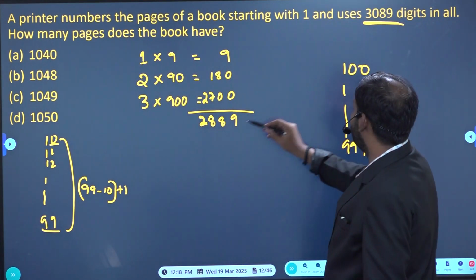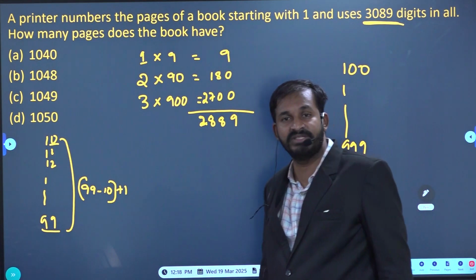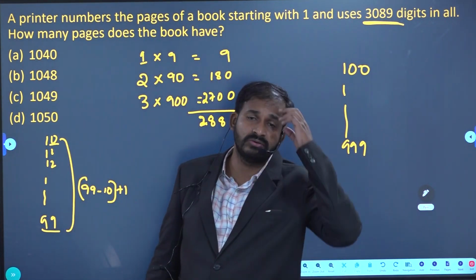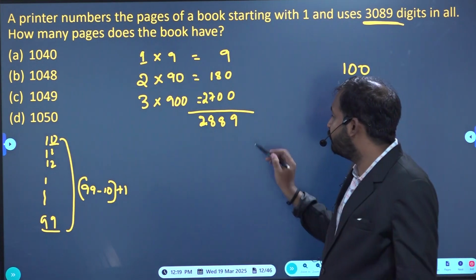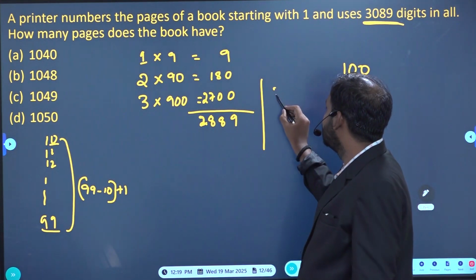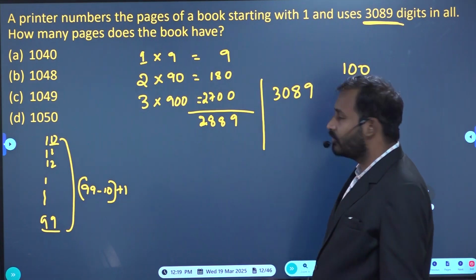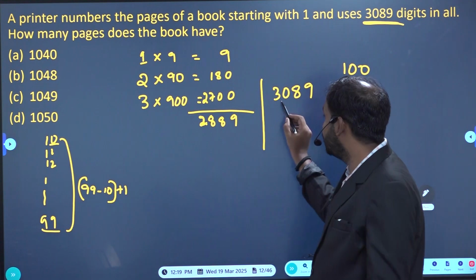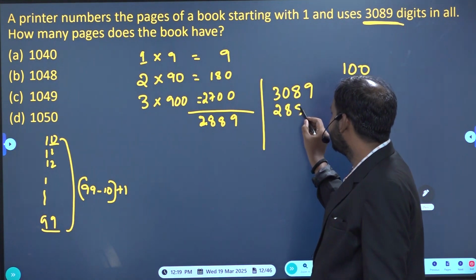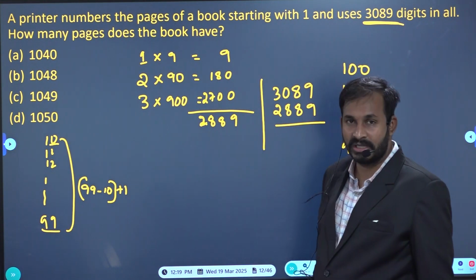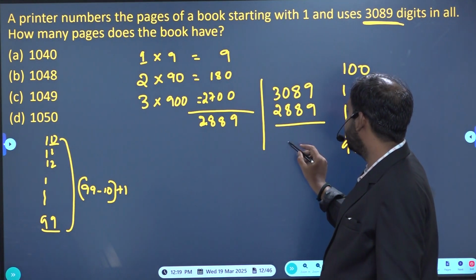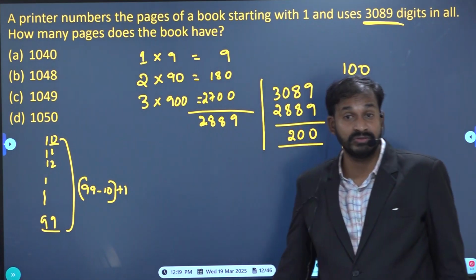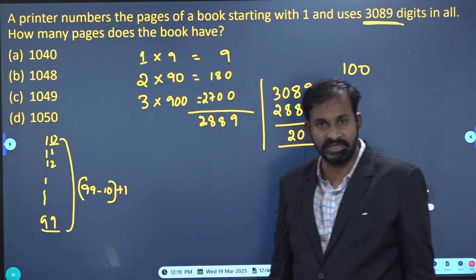So now tell me, these excess digits were used to write which type of numbers? 4-digit numbers. These excess digits were used to write the 4-digit numbers. Please observe here. 3089 is the actual count. To write all the 3-digit numbers, we use 2889 digits. So when I subtract, what is the difference? 200. That means I will use 200 digits to write the 4-digit numbers.